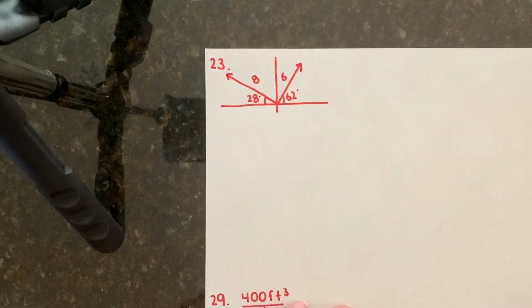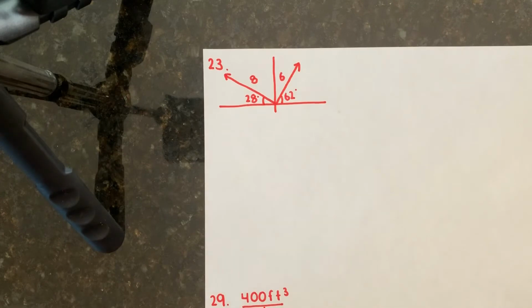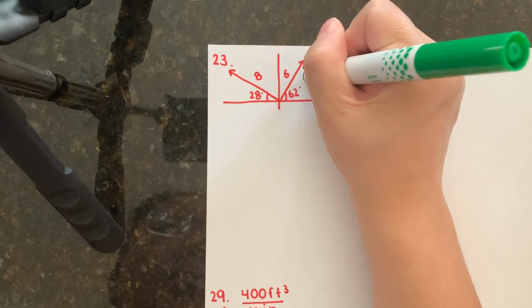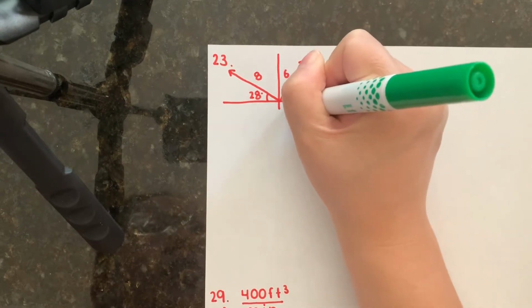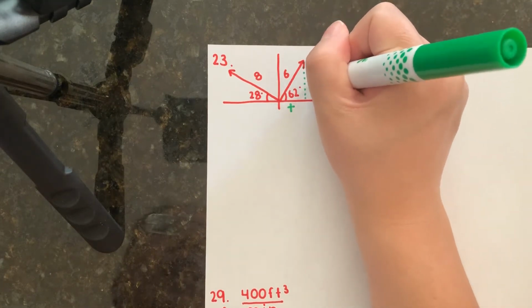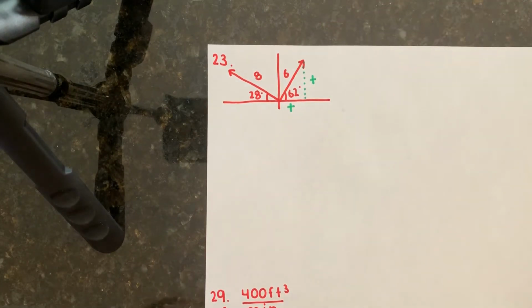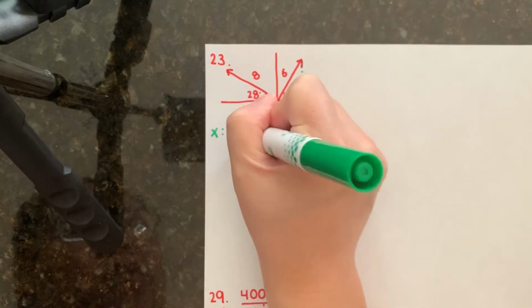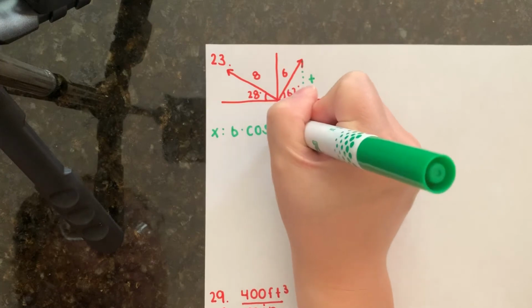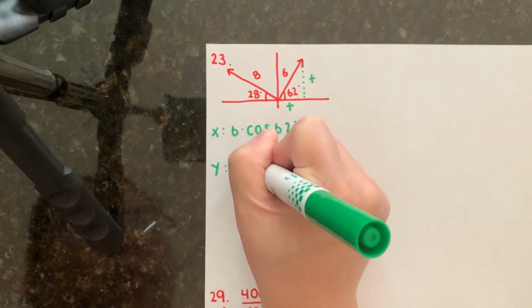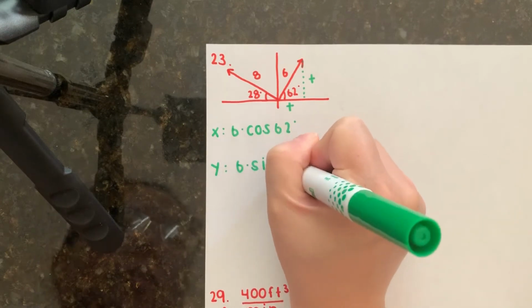Moving on to number 23, you're going to need your calculator for this one. This one's a little bit simpler because really it's just two triangles that you're going to be adding together. I'm going to start with my first triangle. It goes to the right of the origin, so my r will be positive. Then it comes up off the x-axis, which makes my u also positive. So my x is going to be 6 times cosine of 62. And then my y is going to be 6 times sine of 62.